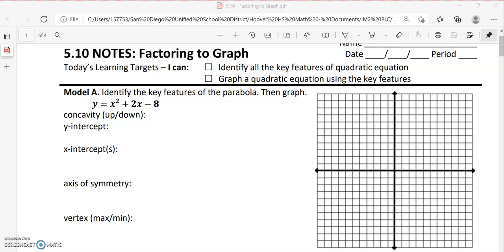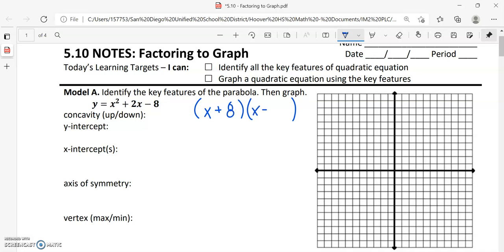5.10, factoring to graph. So this is very similar to what we did a couple lessons ago when we were graphing, when we had a factored equation. Remember, factored looks something like this. You'll have x plus some number and x minus some number. So remember, this would be your x-intercept, which would be -8 and +2. And then you go on from there from graphing.